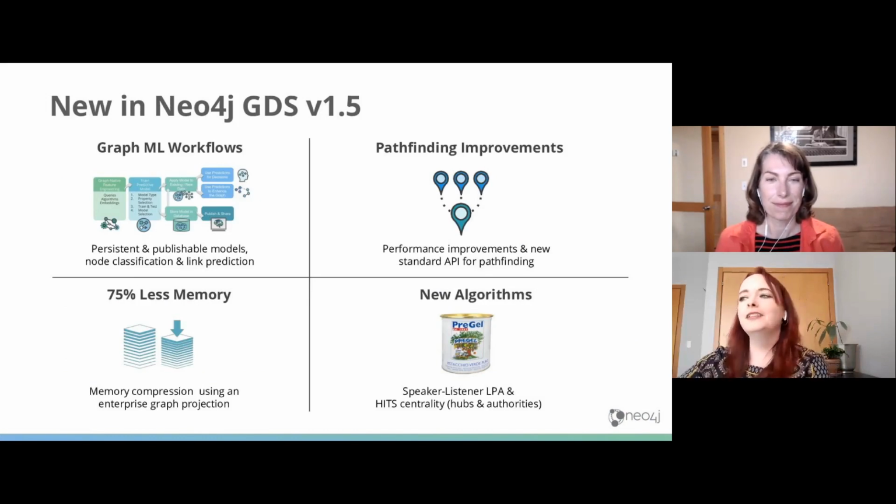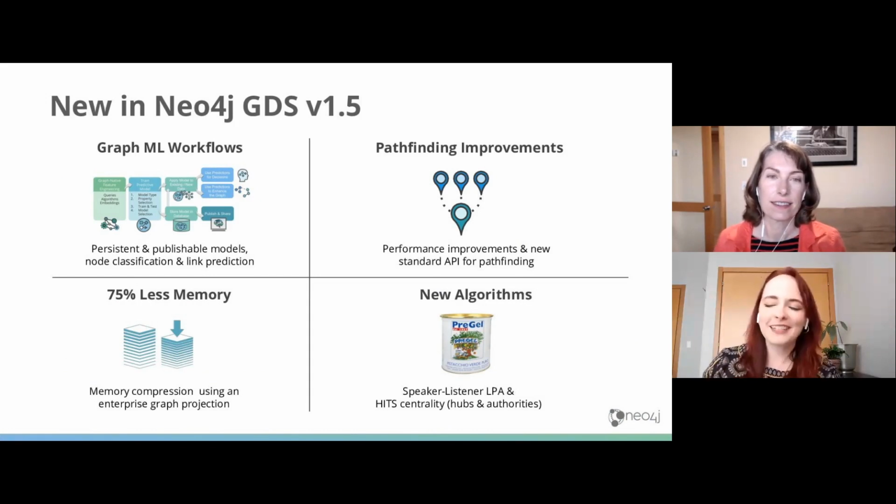I've kind of been leaving little breadcrumbs about all the new features in 1.5 that we're excited about, but we do have one slide that summarizes all of it. This was a pretty big release, so there's a lot to be excited about. We have graph machine learning workflows, and that's what this webinar is about, right? Using supervised learning in Neo4j to train a predictive model that you can apply to your graph. Those models can be persistent and publishable. We support node classification and link prediction. But that's not all that was in this release. I mentioned pathfinding, and we talked about the different algorithms. We spent a lot of time improving our pathfinding models. So we've got a new standardized API.